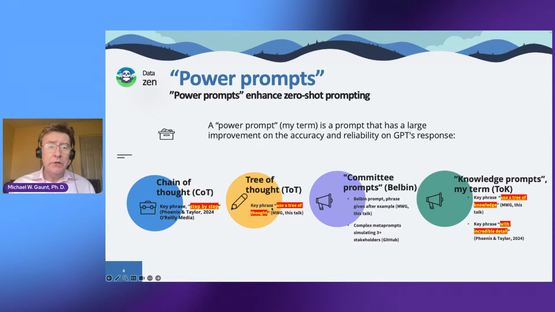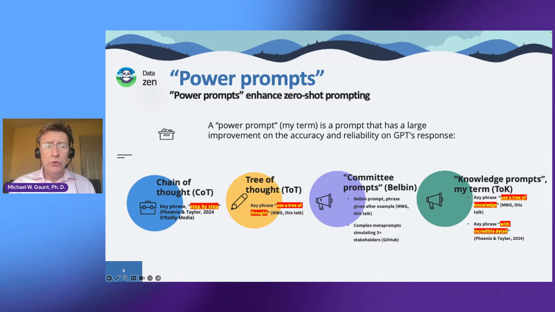There are more advanced power prompts. The tree of thought is one of them. And this is accessed by having your prompt and then simply put, solve this using a tree of thought. And certainly GPT immediately understands what you mean, and it's a different method of problem solving. So it will activate a different way of giving you your answer.